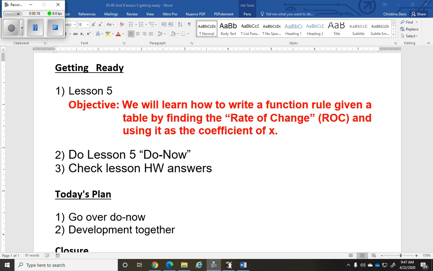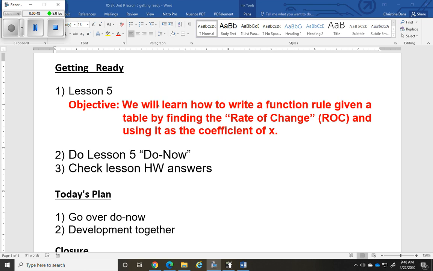We're going to first find the rate of change, and that rate of change, remember, can be called the slope, so therefore we're going to use it as the coefficient of x, because we are only going to be writing function rules for linear functions. We won't worry about writing a function rule for other types of functions. Maybe we'll look at a couple today, but it's not mandatory for your quiz or your test.